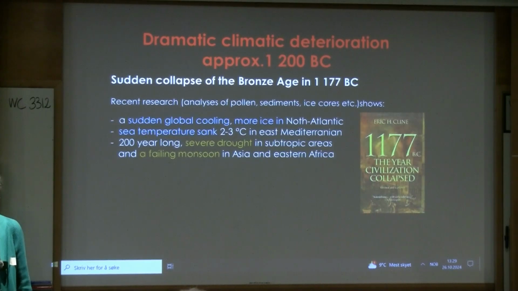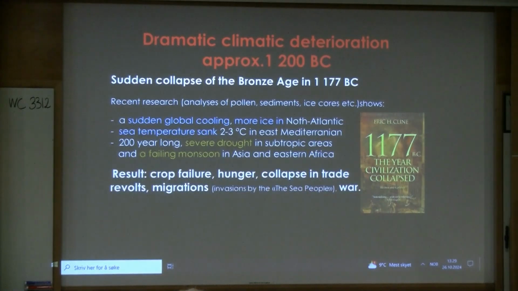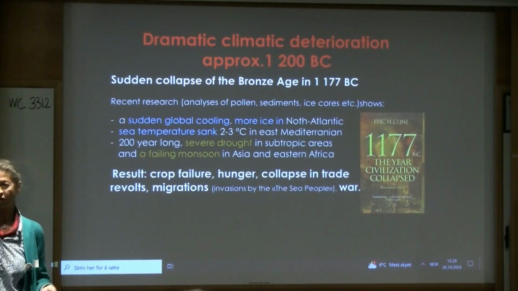And a 200-year-long severe drought set in the subtropical areas. The monsoon was failing in Asia and Eastern Africa at the same time. And the results were, of course, crop failure, hunger, collapse in trade, revolts and migrations. The written sources in Egypt tell about this year.